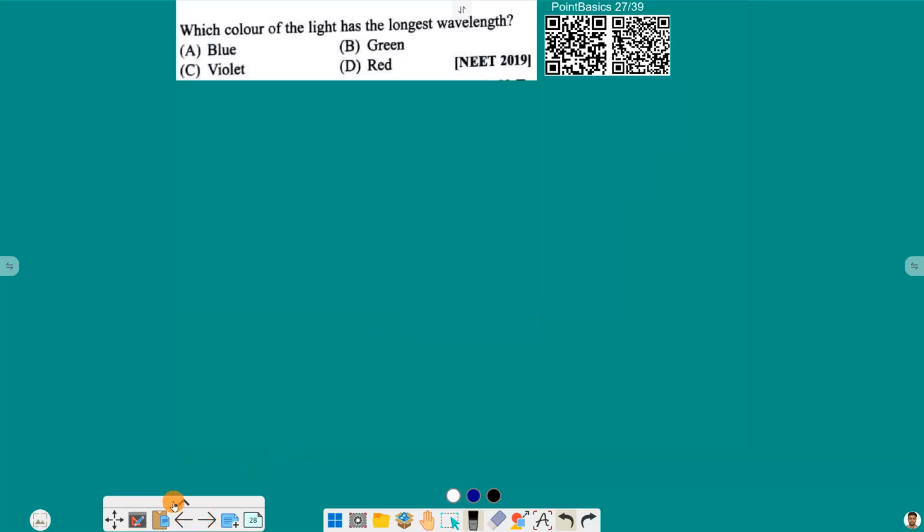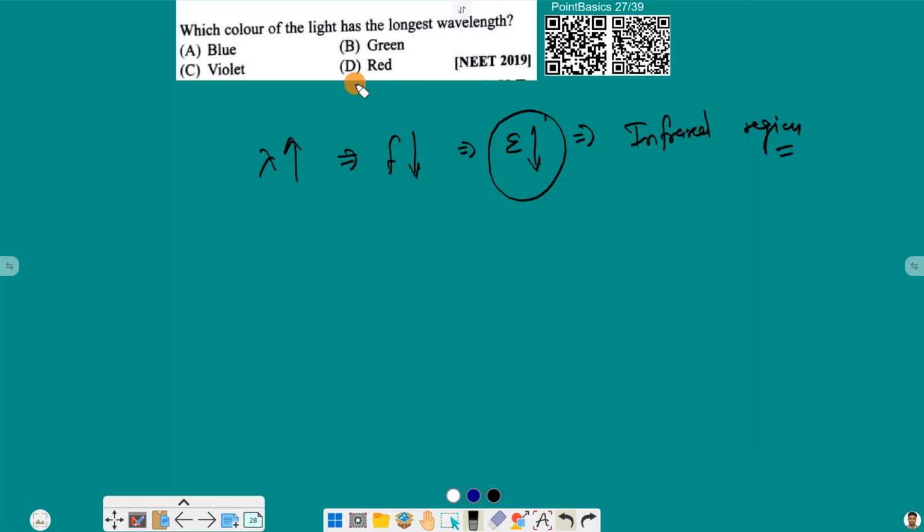Let's move to the next one. Which color of these has the longest wavelength? So we know for lambda to be the largest, frequency has to be the smallest, and it means energy has to be the smallest. So the color with the largest wavelength will be near the infrared region, and near infrared we have red color. So option D is the right answer for this question.